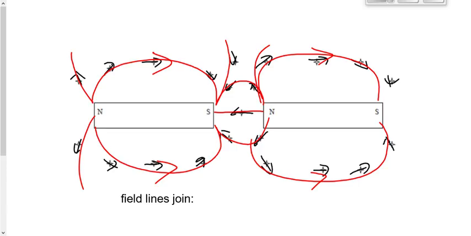In other words, the field lines join up. Right? The field lines in between join up. What do you think is going to happen when we have field lines that join up? Just like with electric fields, field lines that join up in magnetic fields cause a force of attraction.